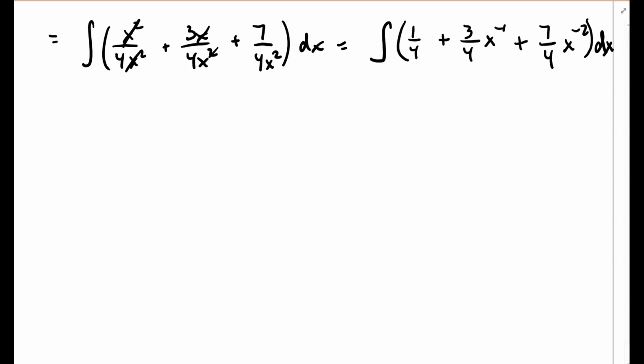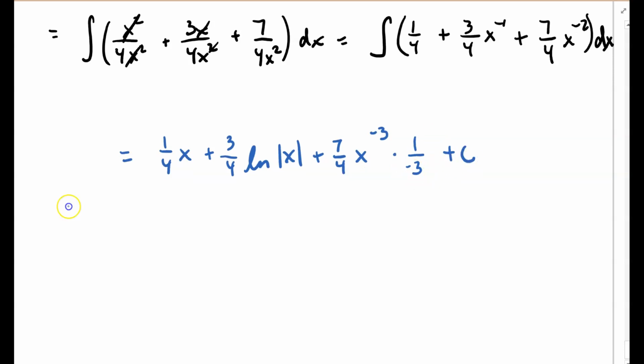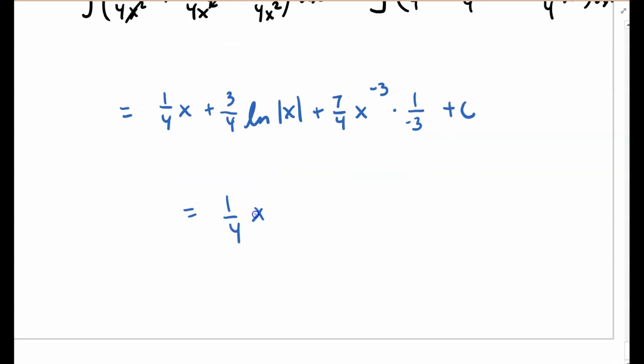Okay, so now we'll integrate, and you should have gotten 1/4 x plus 3/4 natural log absolute value of x plus 7 over 4 x to the power of -3, and you're going to divide by -3. So I didn't have any room, so I'm going to put times a -1/3 there, plus a constant, okay? And this would have been the final answer. See if you got it. Okay, minus 7/12 x to the -3rd power.